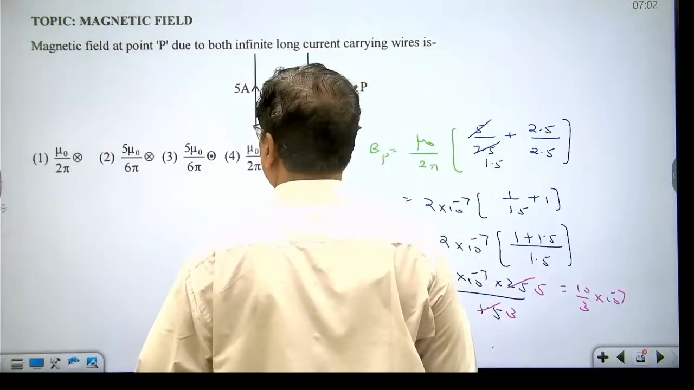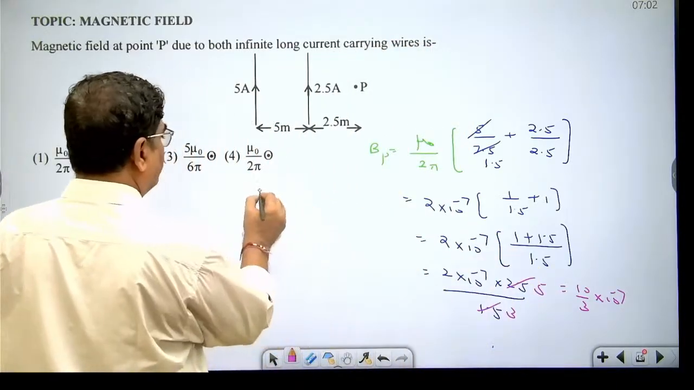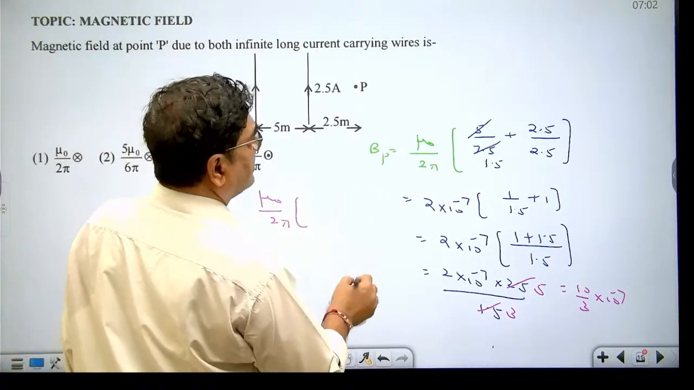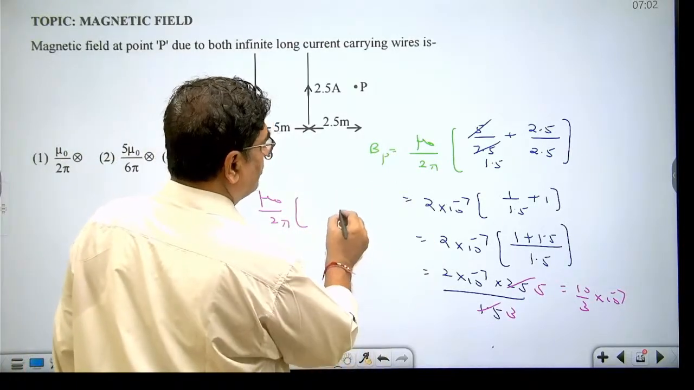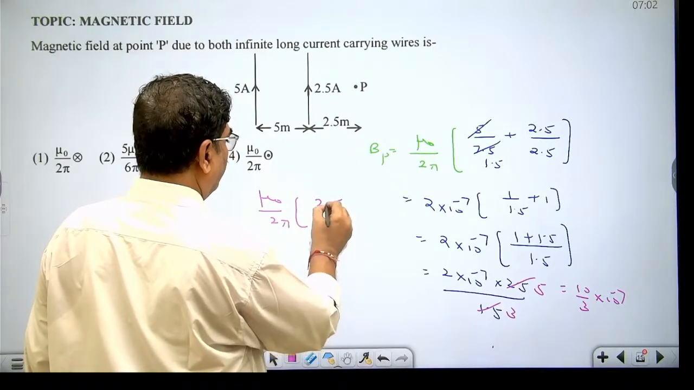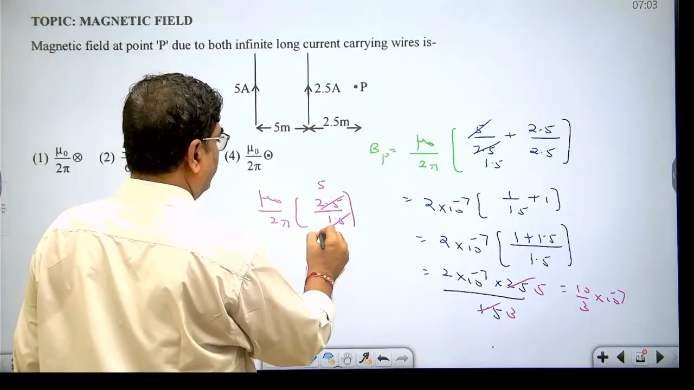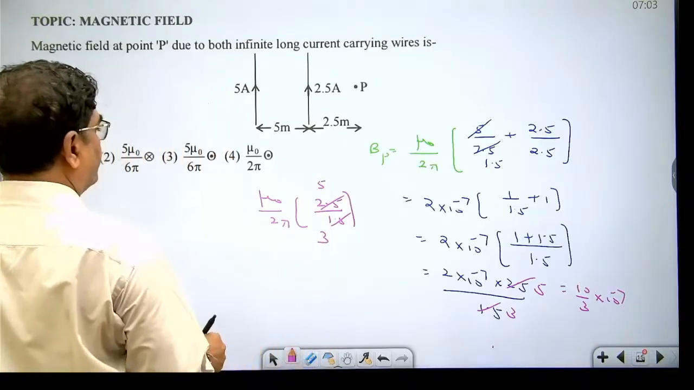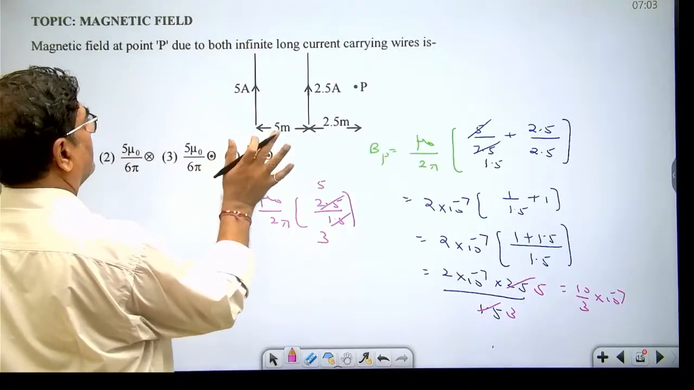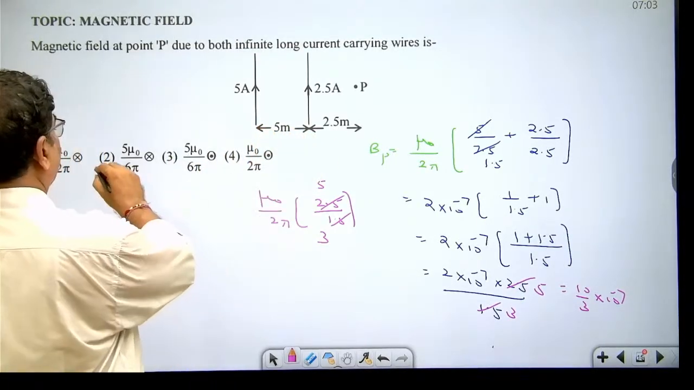But the answer is in terms of mu 0 upon. So the answer should be mu 0 upon 2 pi, and how much is there inside? This is 2.5 upon 1.5, so 5 upon 3, which means 5 mu 0 upon 6 pi, and the field should be downward.